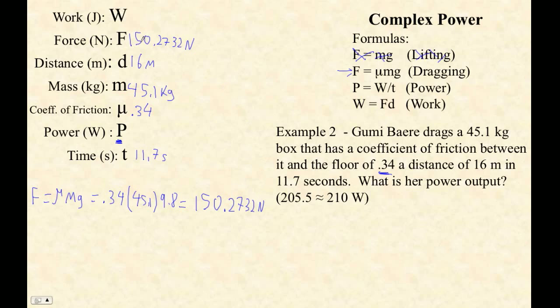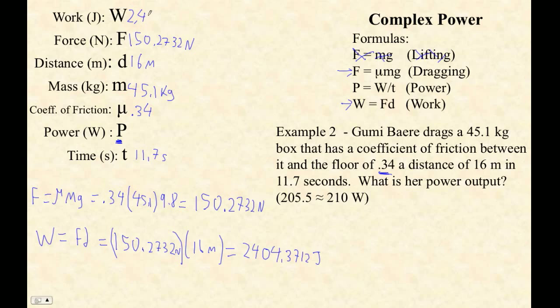Okay, we've got force and distance. I bet the next thing to do is work, because work is force times distance. That's my force, in newtons, and my distance is 16 meters. So 150.2732 times 16 gives me 2,404.3712 joules.